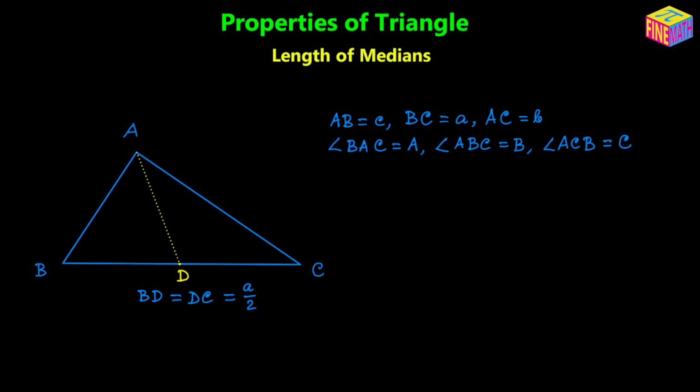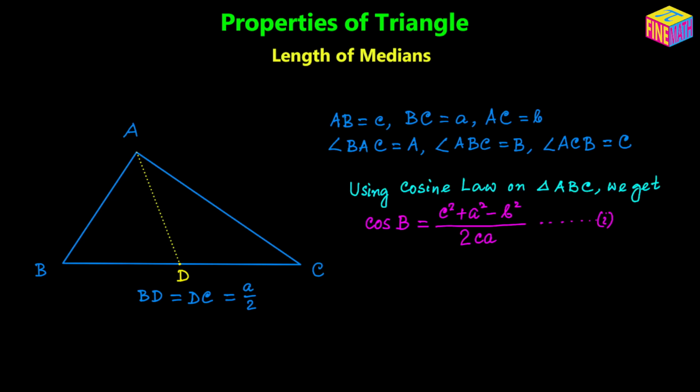Next, we are going to use the cosine law on the original triangle ABC. What do we get? We get cosine of B is equal to c squared plus a squared minus b squared over 2ca. I have already posted a video on the cosine law. Feel free to watch that video. I will share the link in the description.